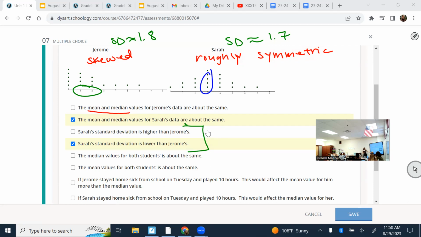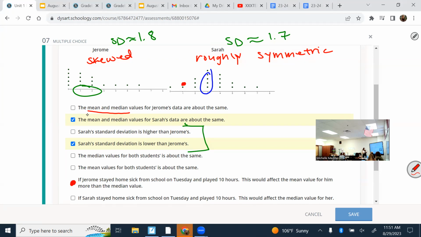All right, so then the next one. If Jerome stayed home sick from school on Tuesday and played 10 hours, this would affect the mean value for him more than the median value. Jerome's values go from like 0 to 6, mostly toward the left side of the number line. What this is saying is that we're now going to add a data point of 10, which if I extended this would be way over here. Would that affect the mean more than the median? Yes or no? Yes, it would.